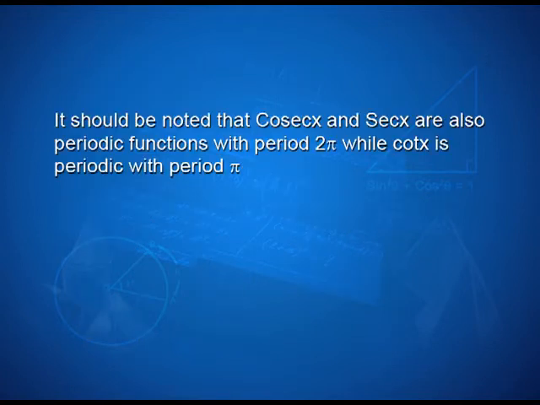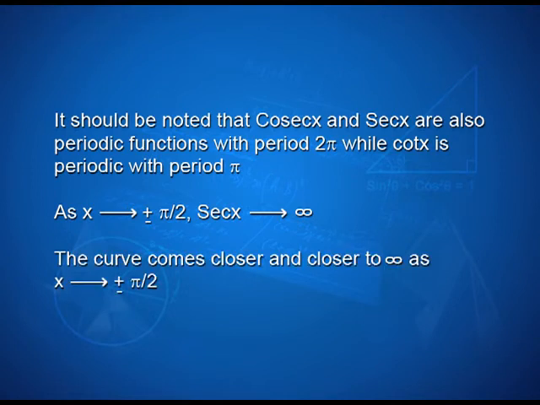It should be noted that cosec x and sec x are also periodic functions with period 2 pi, while cot x is periodic with period pi. As x tends to plus or minus pi by 2, sec x tends to infinity. So, the curve comes closer and closer to infinity as x tends to plus or minus pi by 2.